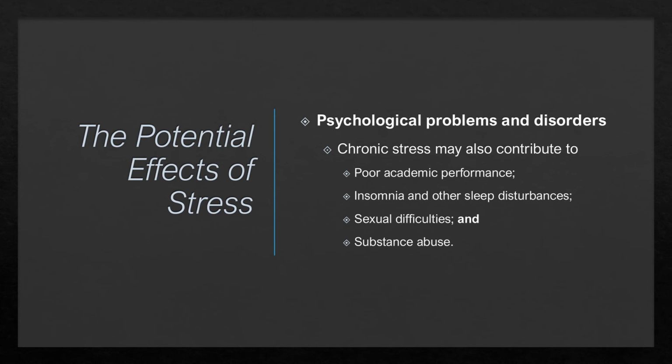Also, we know that sleep can be affected, and when that's affected, we can see a disruption in our circadian rhythms, and we can see lower levels of melatonin, and this can increase our risk of developing depression because of melatonin's relationship to serotonin. We also know it can lead to sexual difficulties, which can have its own psychological consequences, and that people may resort to using different substances, like alcohol or drugs, to deal with the stressors that they're experiencing.